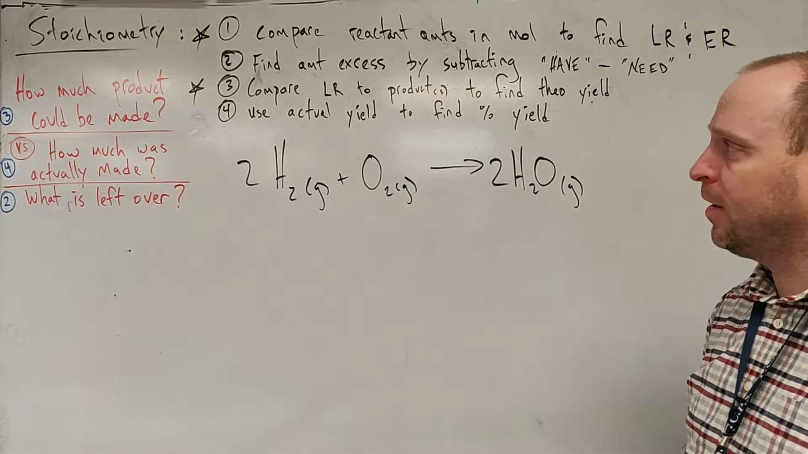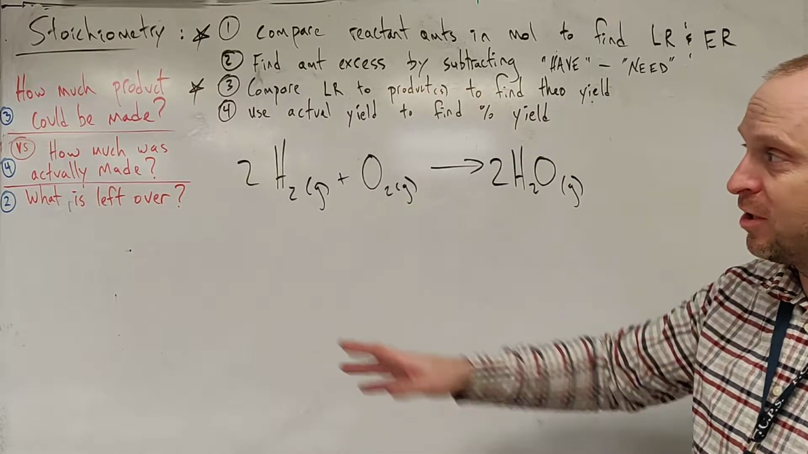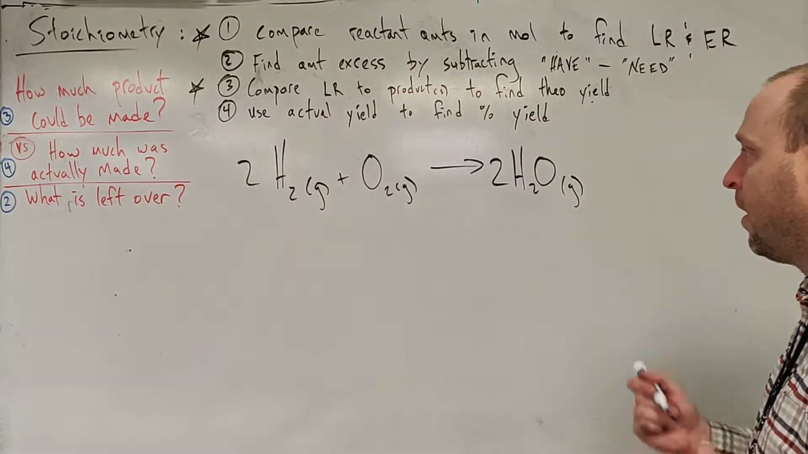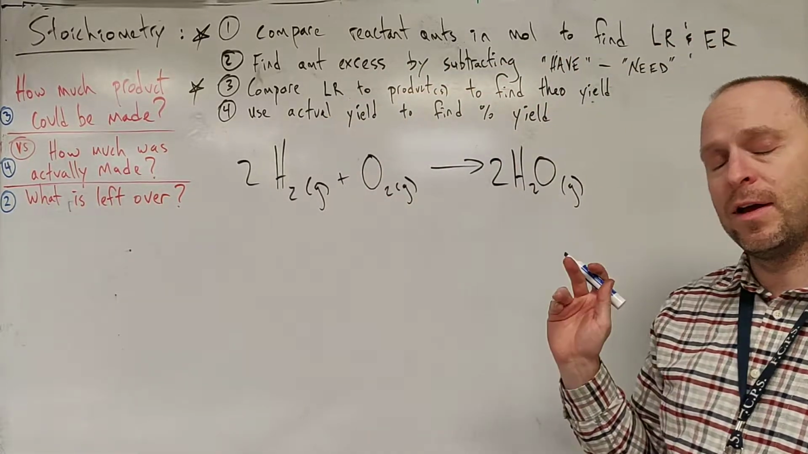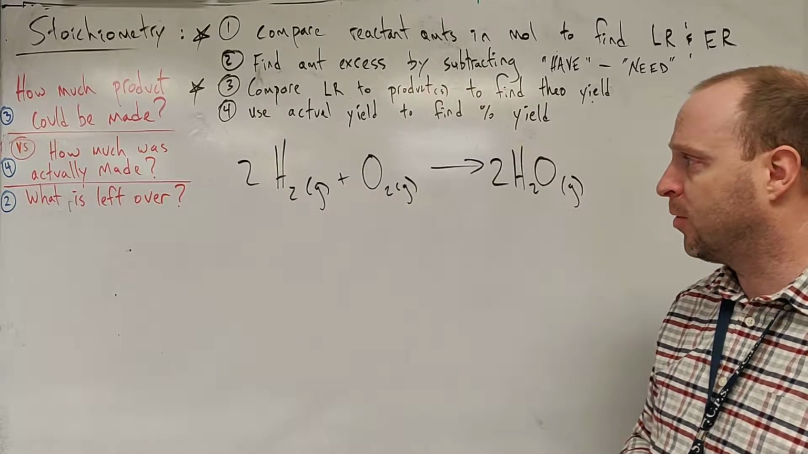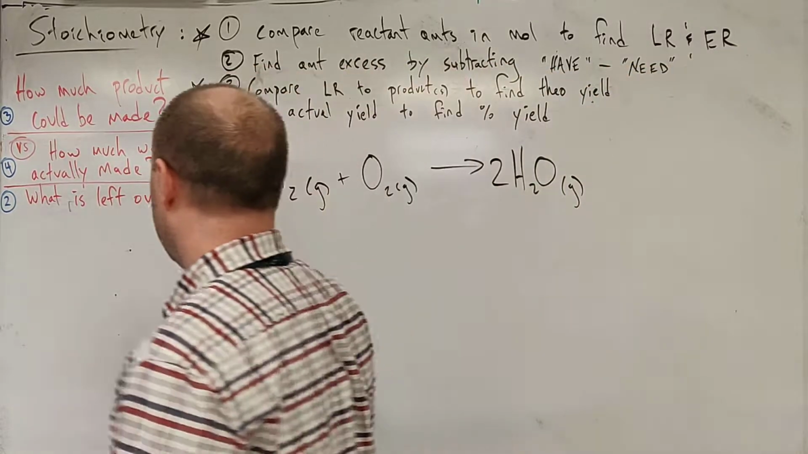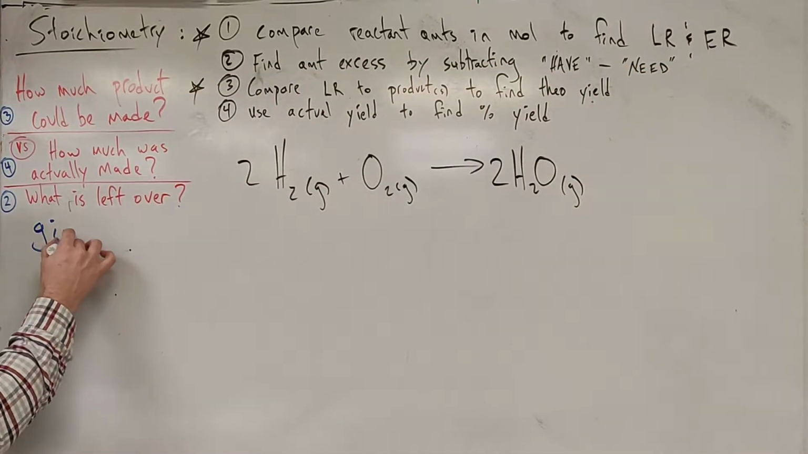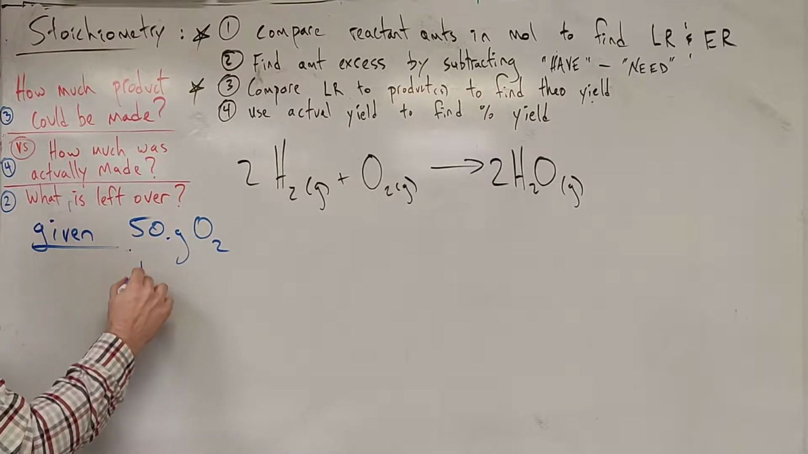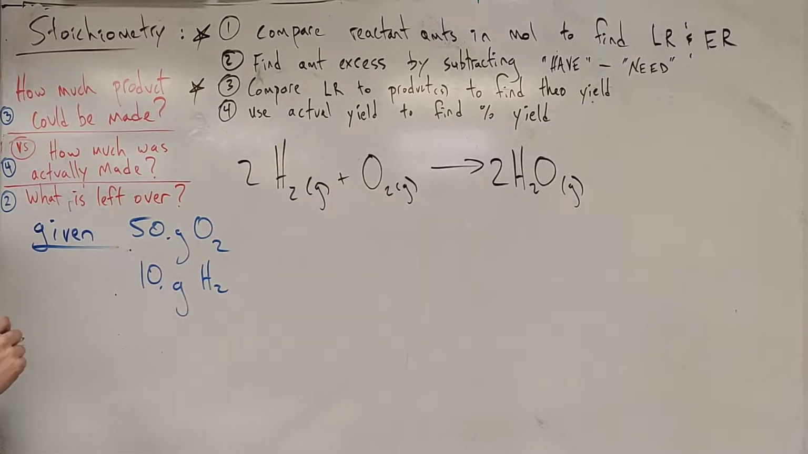Now, given some starting amounts, how much product could we make and how much stuff is going to be left over? And how much do we actually collect? So we'll need some information. We could do this in moles, like in the previous video, but we want to make it more practical, and mass is something we measure directly in lab. So I've made up some numbers to go with this. We'll just say we're given 50 grams of oxygen gas and 10 grams of hydrogen gas. All right, so that's what we're starting with.